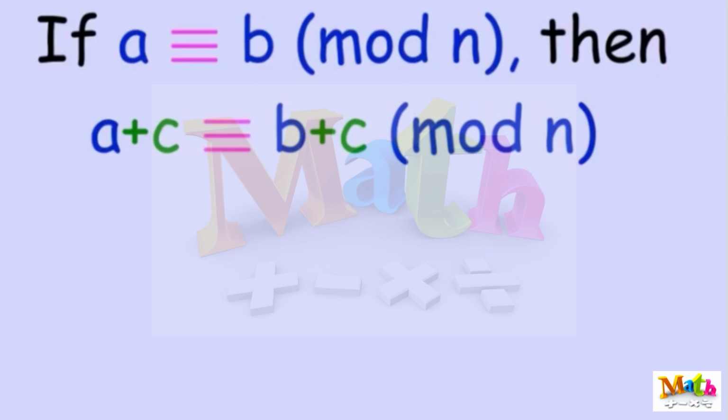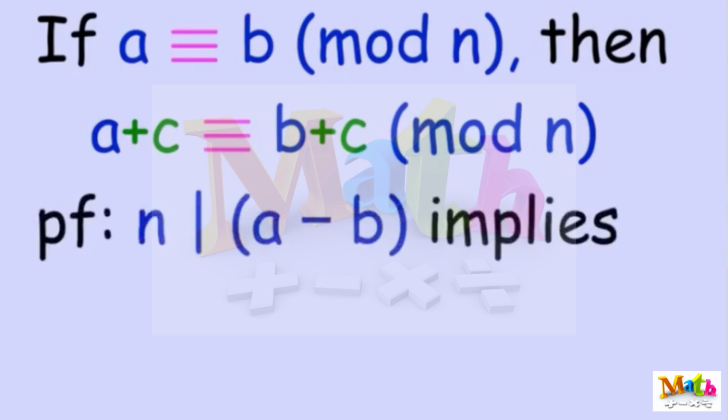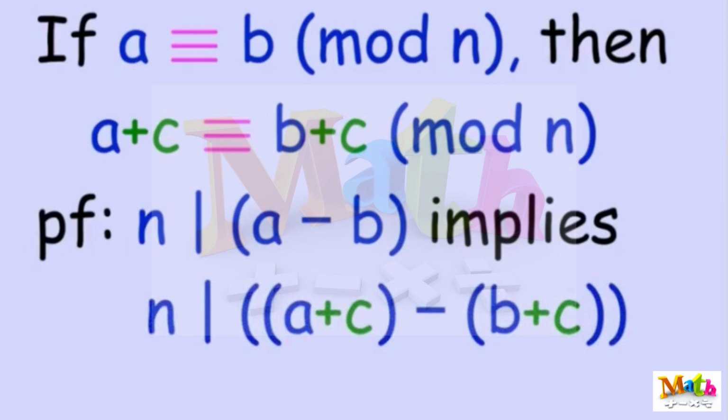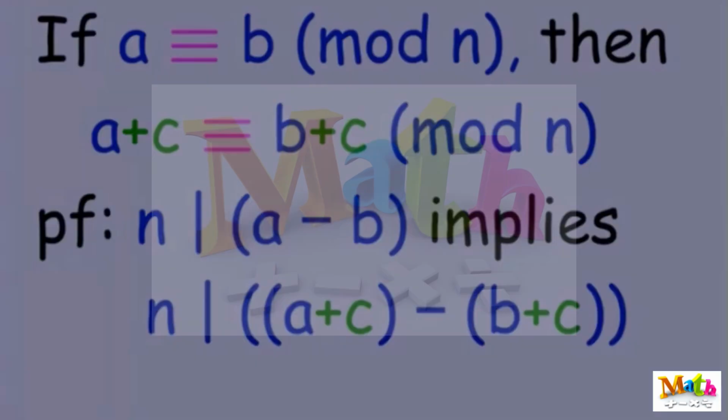And the first fact about congruence says that if A and B are congruent, then A plus C and B plus C are congruent. The proof of that follows trivially from the definition, because A congruent to B mod n says that n divides A minus B, and if n divides A minus B, obviously n divides (A plus C) minus (B plus C), because (A plus C) minus (B plus C) is equal to A minus B. That one is deceptively trivial.